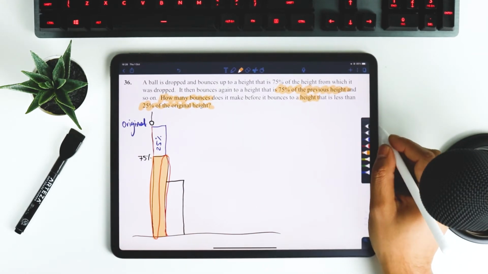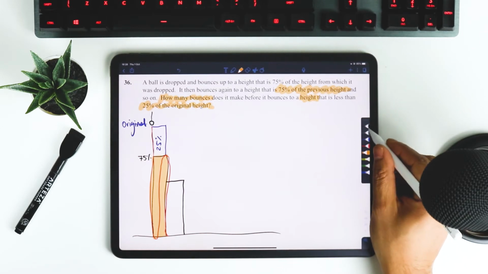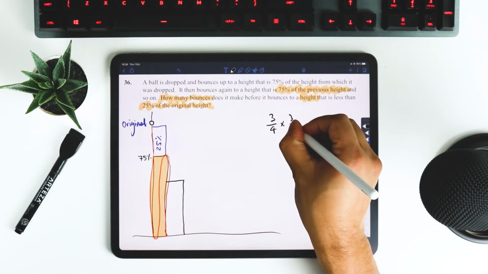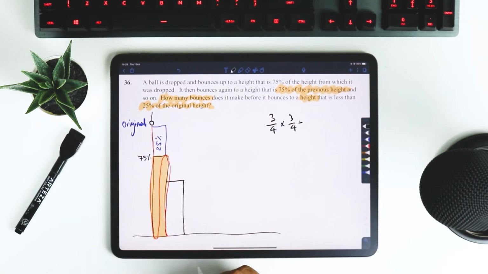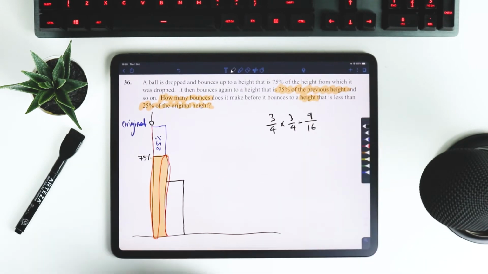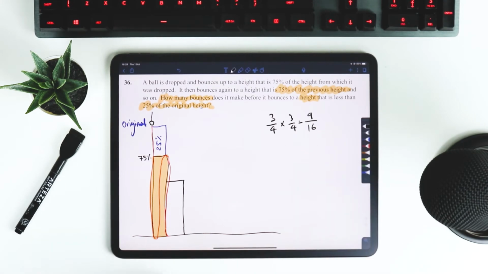So that means that it's 75% of 75%. If we work in fractions, 3/4 of 3/4, what's that going to give us? That's going to give us 9/16. Can we simplify that any further? If we divide by 2, no, 3, no, that's about it, right? So 3/4 of 3/4 is going to be 9/16.